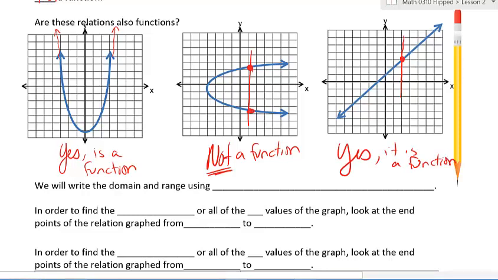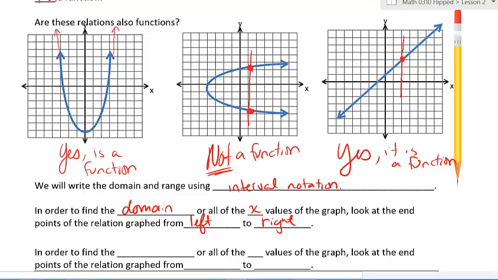Okay, so we are going to use our domain and range using interval notation, which we talked about in our last lesson. In order to find the domain, or the set of all x values of the graph, we need to look at the endpoints of the relation graphed from left to right.